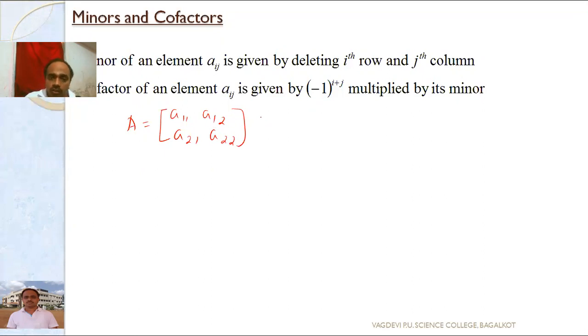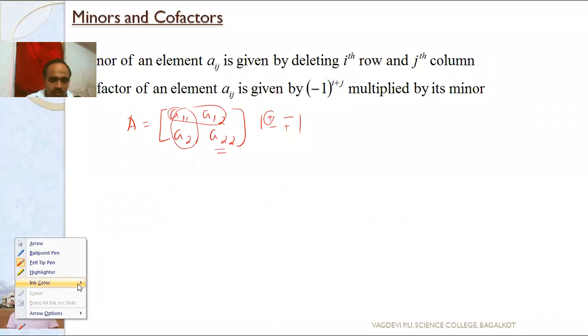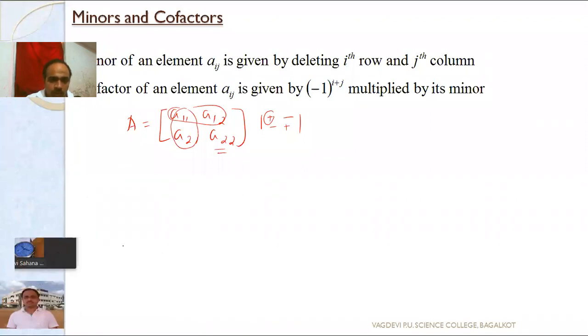And how to find the cofactor? Cofactor is nothing but the minor with the appropriate sign. Appropriate sign means positional sign. So for A11, if you delete this row and column, we get A22. A22 is the minor. And what is the cofactor? Cofactor is plus A22 because the sign is plus. So the minor with appropriate sign is called the cofactor. We can take one particular example.